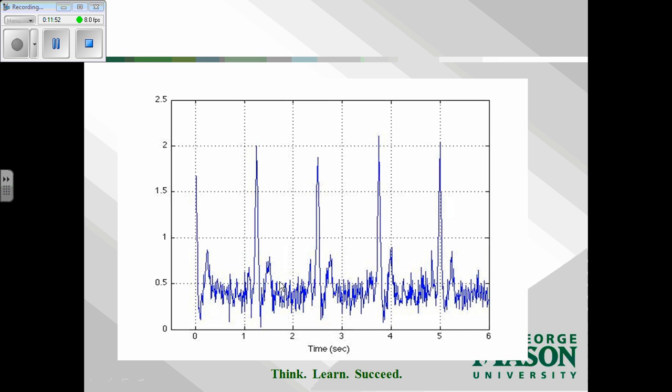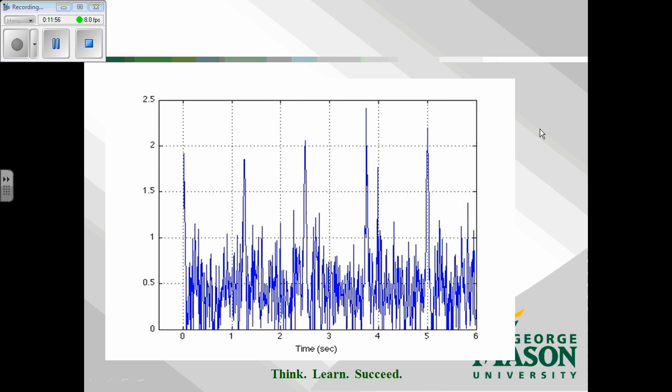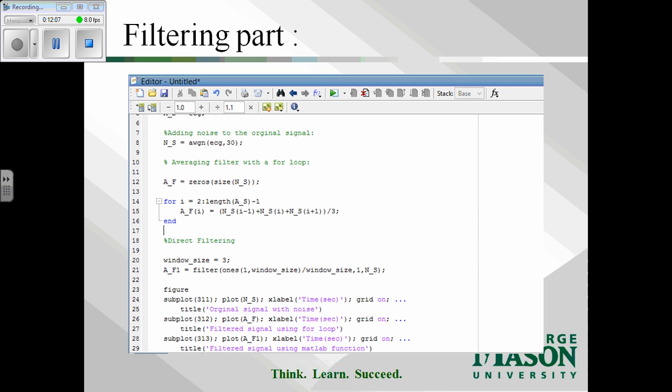So what we're going to want to do is filter it. This is a really noisy piece of data. This one's about 40 decibels. Here you almost can't even tell for sure where you have a heartbeat. Okay, so this is just a program for adding noise. You're not actually going to have to do that.